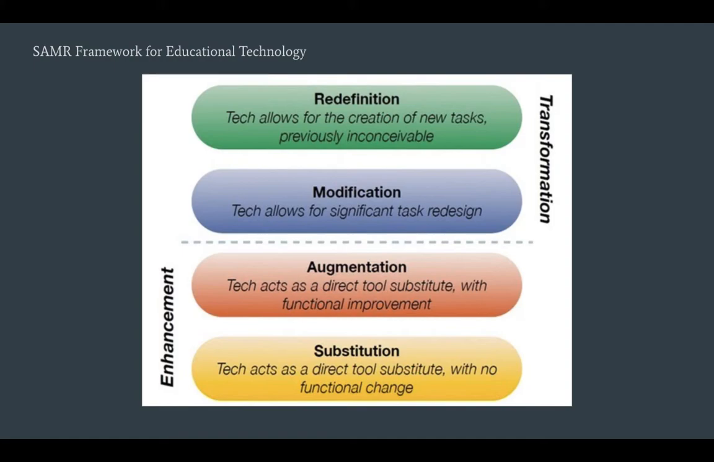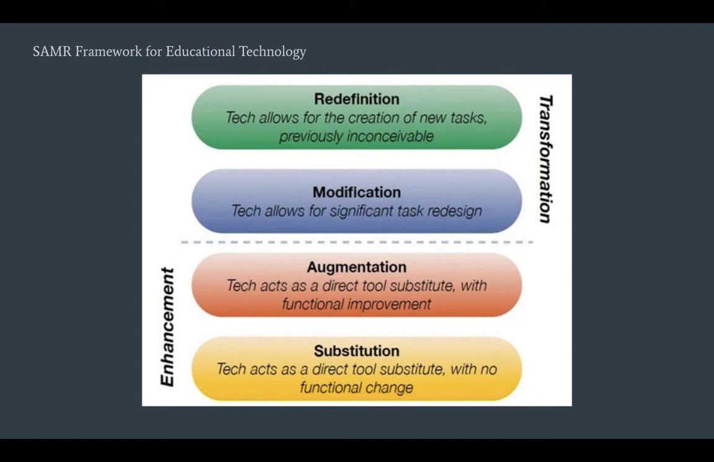So all you're doing is having the same task. You're just giving them technology to be able to do that task. There's not really a whole lot of functional change. Augmentation is when you're giving that direct tool substitute, but you're adding some kind of functional improvement. So at a very basic level, augmentation can be something as simple as writing a paragraph and then using the spell check and grammar check tools to assist students with that basic task. Those are the enhancements. So technology is acting as an enhancement for what you were previously doing.